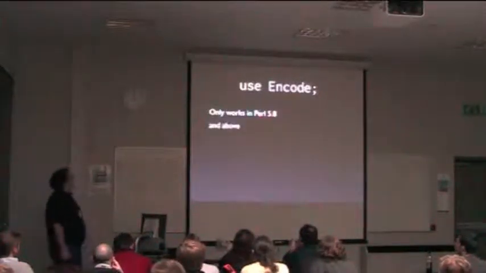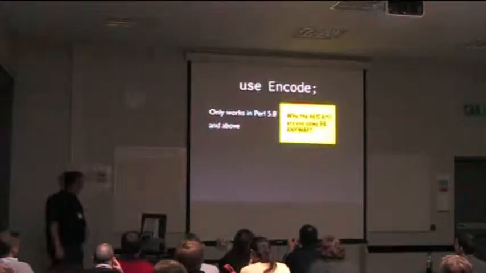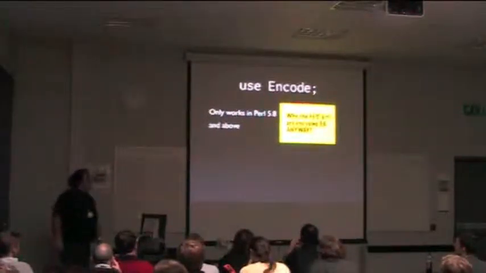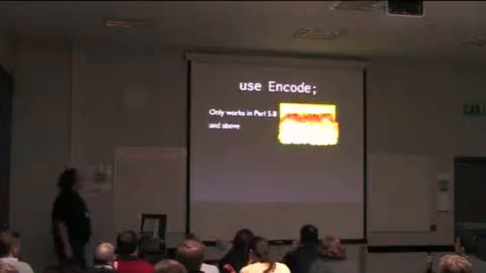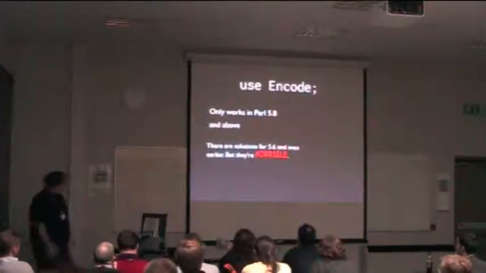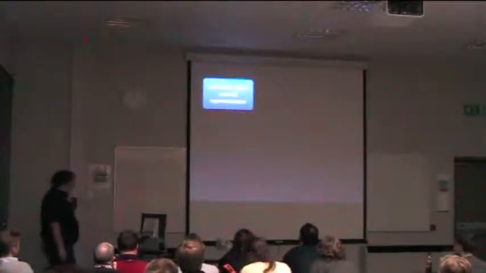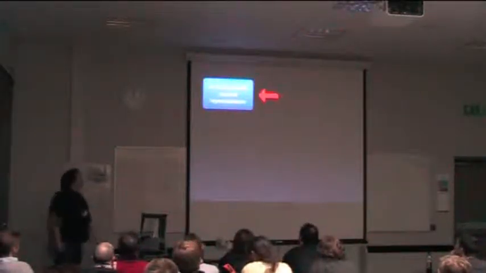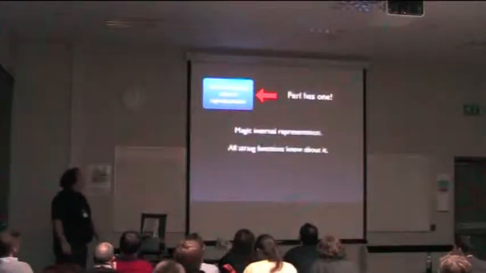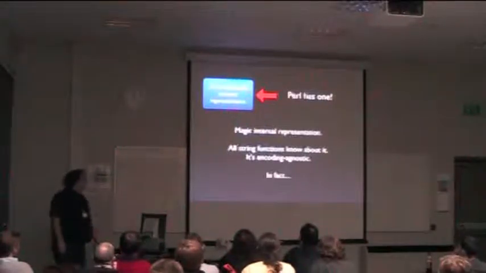You've got Encode running really well since probably 5.8.5, except if you're not using 5.8, if you're still using 5.6, the 20th century is calling to get Perl back. There are solutions for 5.6 and earlier, don't use them. Upgrade. Please upgrade. So, we have a character-based internal representation. Perl has one. It's magic. All the string functions know about it. It's encoding agnostic.